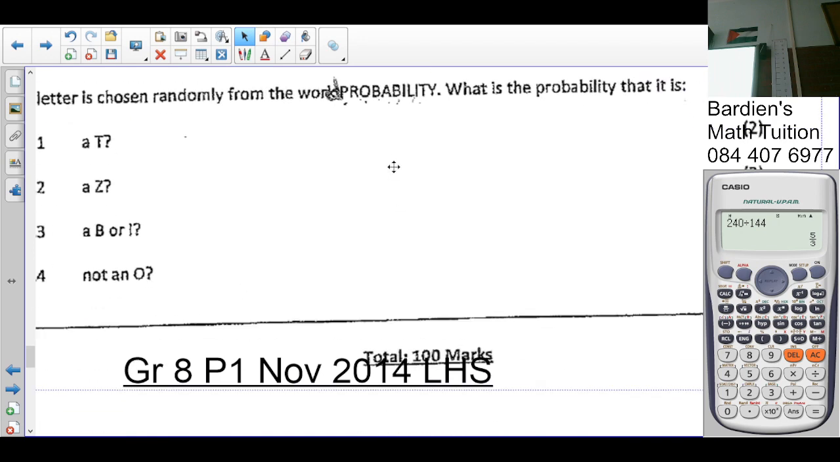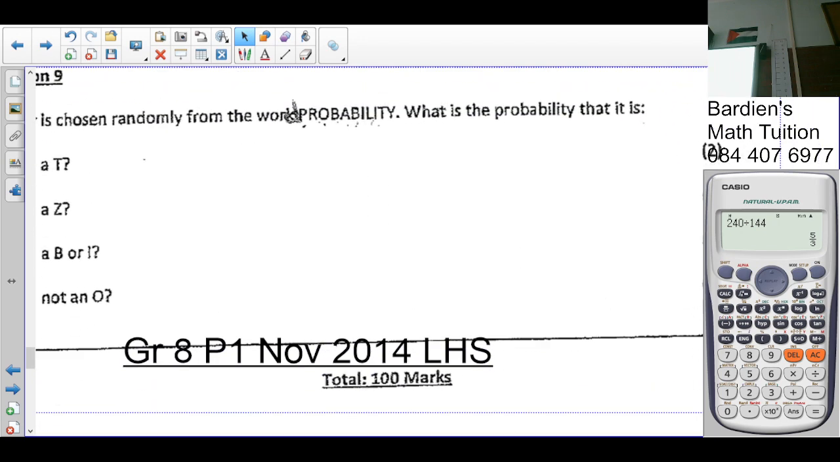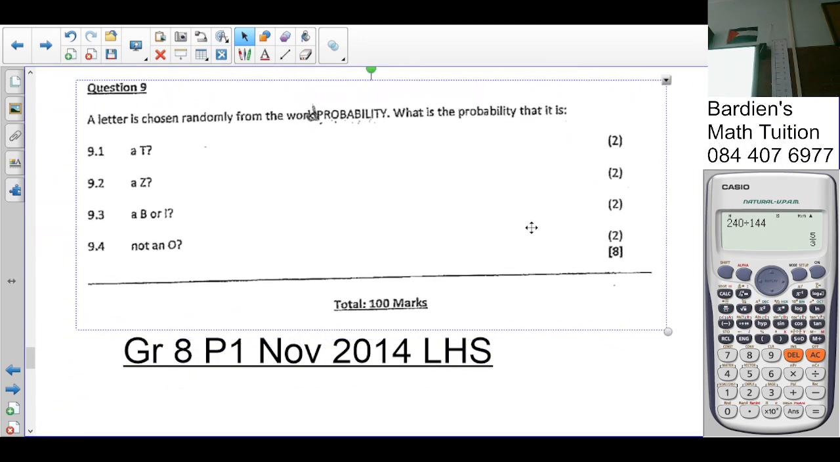Let's just do this probability question before we leave. It's the last question. Homework for tomorrow is paper 2.